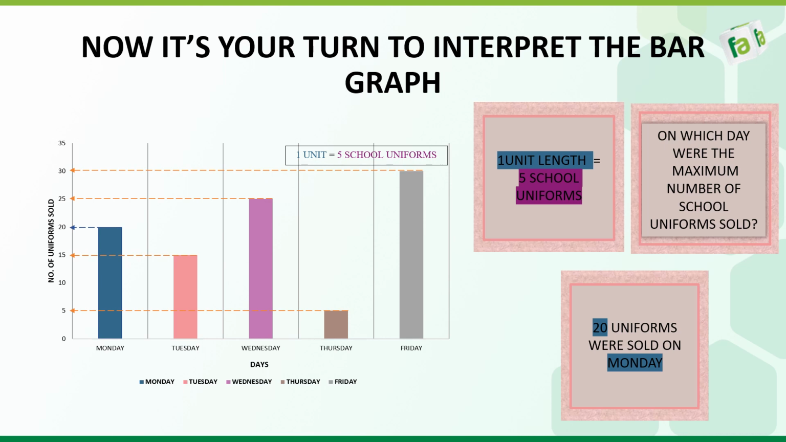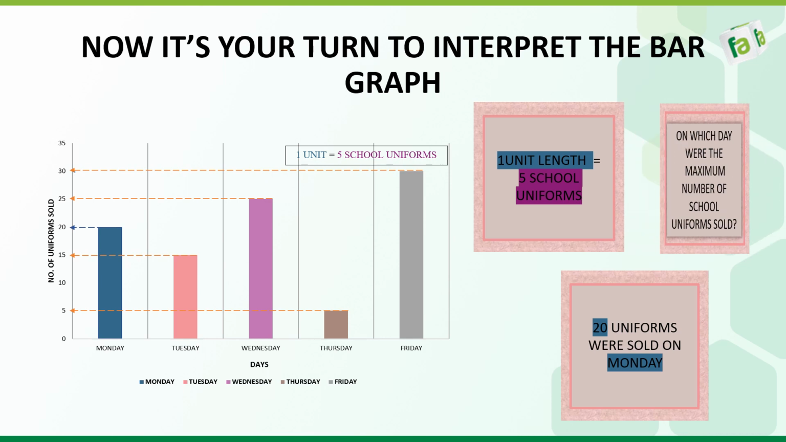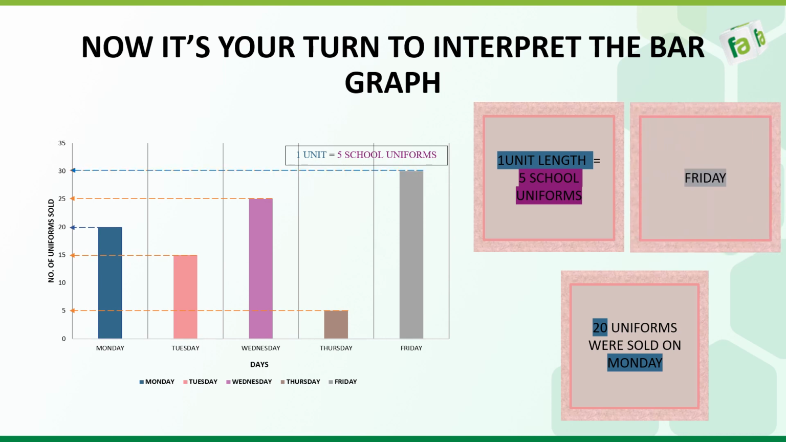Your next question is, on which day were the maximum number of school uniforms sold? Now, to answer this question, look for the bar which is the tallest. Correct. The gray bar is the tallest. Hence, the answer is Friday.